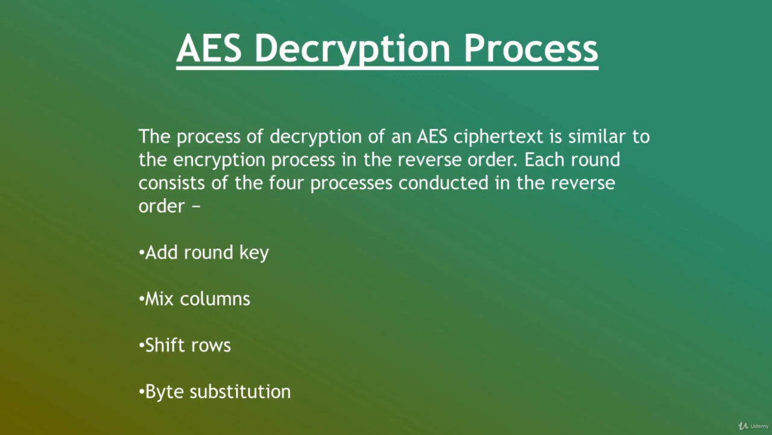Add round key, mix columns, shift rows, byte substitution. Since subprocesses in each round are in reverse manner, unlike for a Feistel cipher, the encryption and decryption algorithms need to be separately implemented, although they are very closely related.